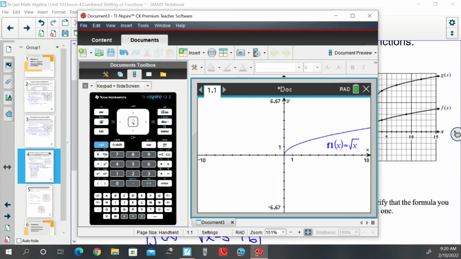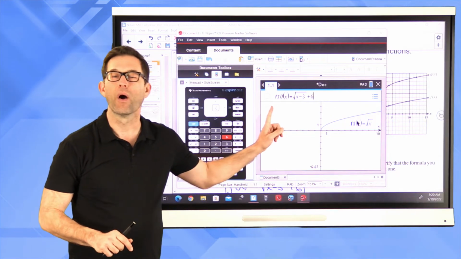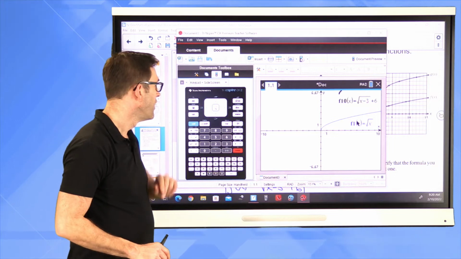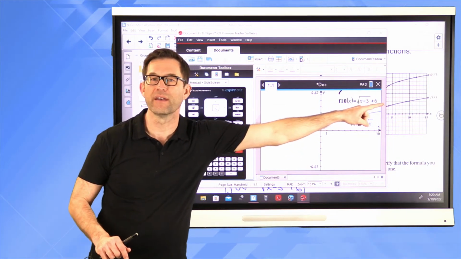business. Oh, that's not what I wanted. Let's try this again. Square root of x minus 3, hit my right arrow, plus 6. Again, very, very important that you hit that right arrow so that that plus 6 is outside. Now, I can't see it because my window doesn't look like it does over here.